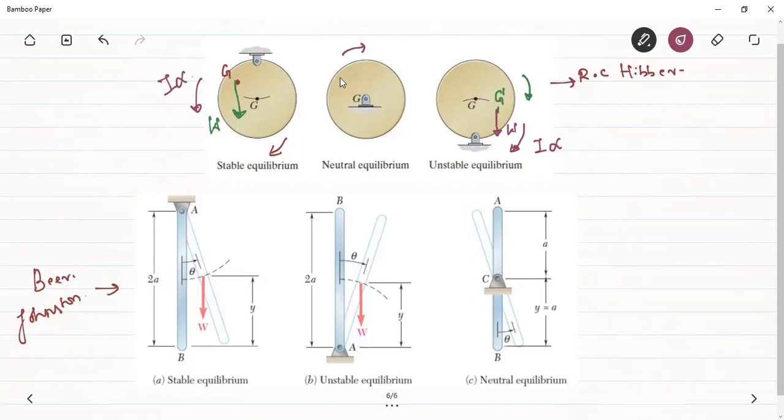And now in this case, when we are giving the displacement or the rotation, the potential energy does not change. It remains constant. Every position is an equilibrium position, but the potential energy isn't changing.